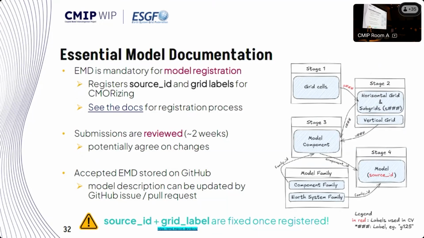The accepted EMD is stored on GitHub, and it can be changed. So you can request changes via the standard GitHub issue and pull request procedure. Only the source ID and grid label that are part of the controlled vocabularies, they cannot be altered anymore.